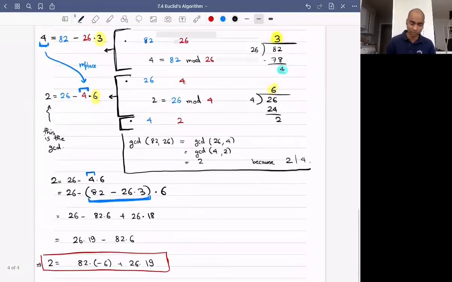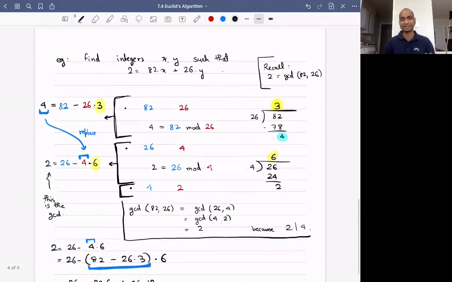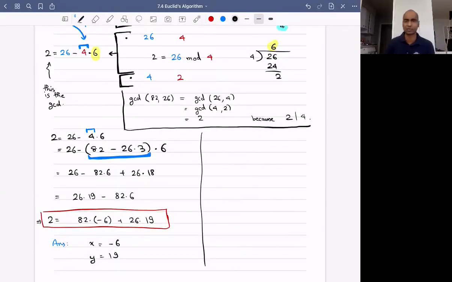Just to show you the original question, we had to find integers x and y such that 2 is equal to 82 times x plus 26 times y. And that's exactly what I've done here. And now let's just verify. It's always a good thing to verify, although this step is optional. You don't have to do this step when you yourself do the algorithm, but it's always a good thing to do. So let's see what 82 times 6 is.